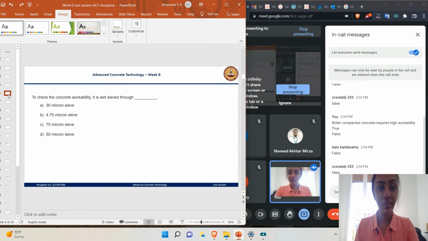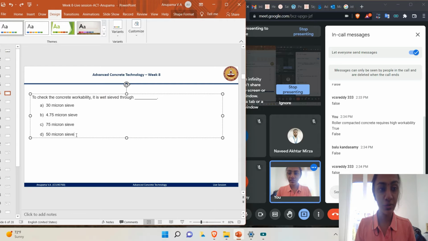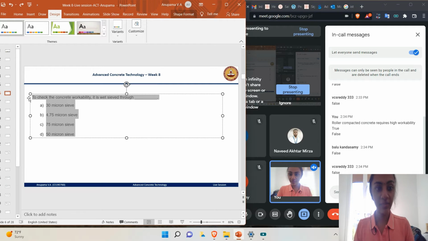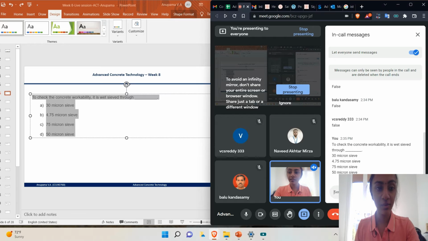To check the concrete workability, mind you, it is concrete workability and not the mortar workability or the paste workability. So to check the concrete workability, it is wet sieved through which sieve? The options are 30 micron sieve, 4.75 micron sieve, 75 micron sieve, and 50 micron sieve.